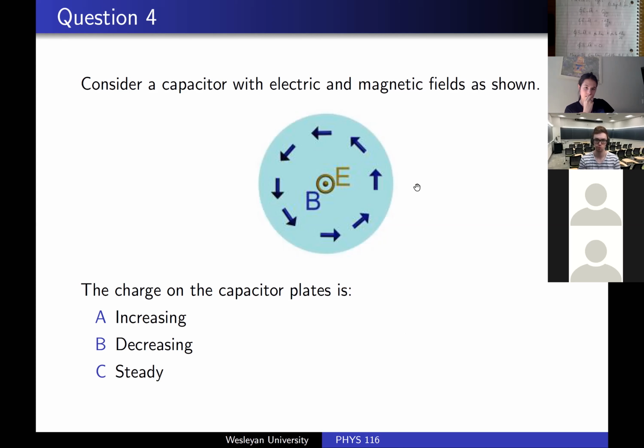Most of you voted for increasing, which is correct. And so remember here what we have is a capacitor. So between the plates there is an electric field, and we only get a magnetic field if that electric field is changing with time, right? Which of Maxwell's laws does that involve, where a changing E field gives rise to a B field?